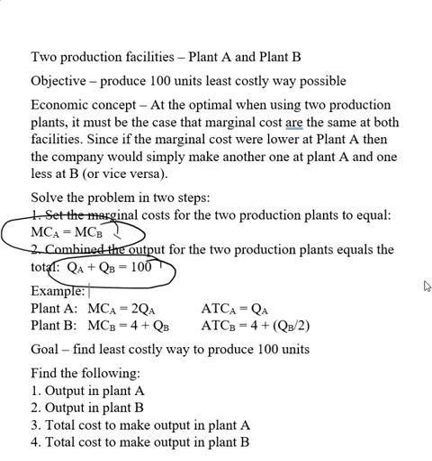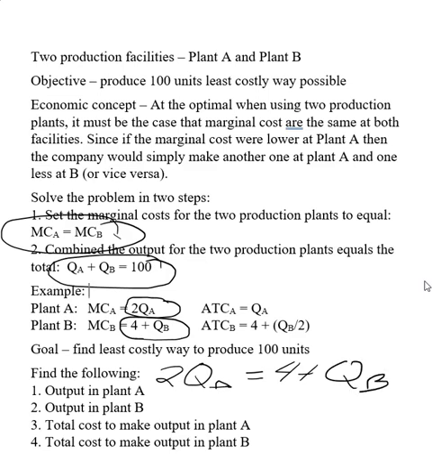Well, according to the first expression, you want to set your marginal cost equal. So that's simply this one, marginal cost of plant A. That's got to be set equal to the marginal cost of plant B, this one. So you'll do some algebra in this question. 2QA has got to equal 4 plus QB. Now, that's A and that's B. The second step here is this one. Your QA plus your QB has to equal 100.